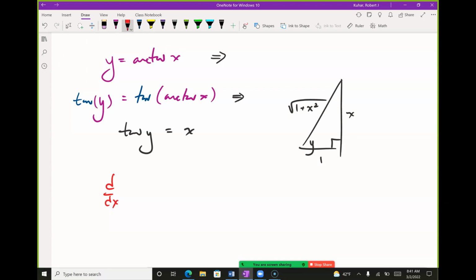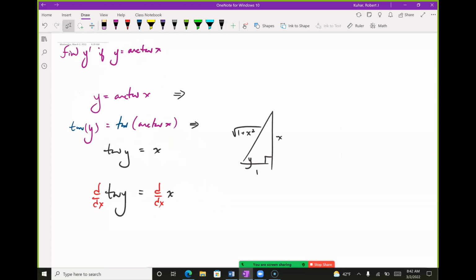d/dx of tan of y should equal... Yes, Marcus. Why did you simplify it? I see this kind of multiplication. Tan of y is not tan times y. Yes, tan of anything is not multiplied. It's a function. So I'm putting a function inside of a function. But inverse functions undo each other, so they disappear, right? And you're left with the argument, the interior input.